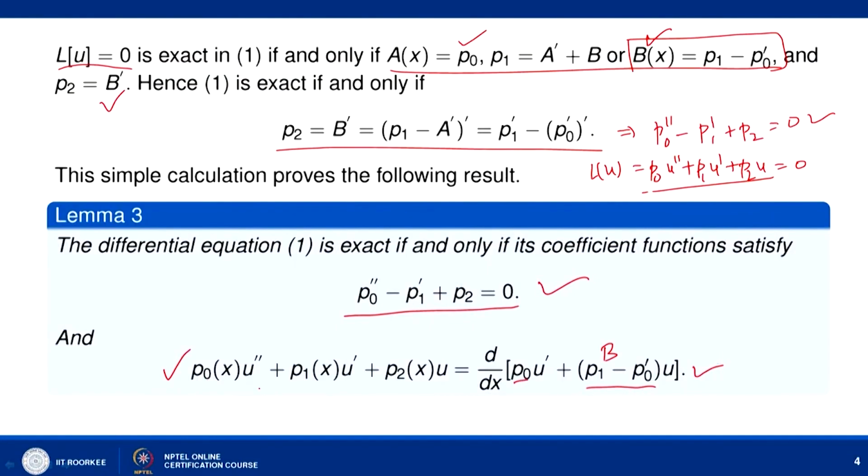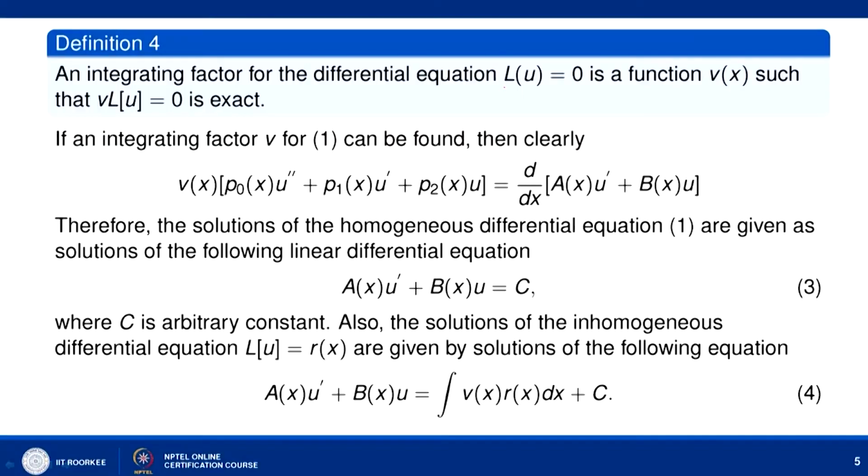If this equation is not given in exact form, it means that the coefficient functions are not satisfying this relation, then we can find some other function which makes this equation an exact equation, and such a function is known as an integrating factor. This is the same concept which we have discussed in first order differential equations. So, here we define an integrating factor for the differential equation Lu equal to 0 as a function V of x such that V into Lu equal to 0 is an exact differential equation.